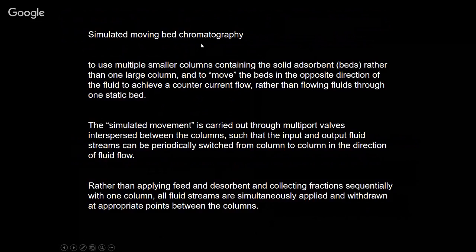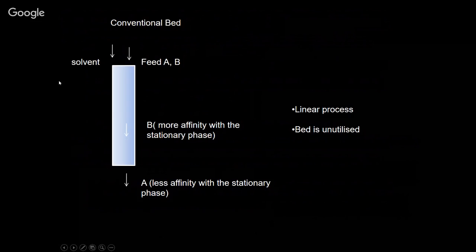If you look at conventional chromatography, the solvent is added here. Suppose we have A and B, we add them here. There is a packed bed and your product keeps coming down. B has more affinity to the stationary phase, and A has less affinity, so A will come faster. We collect all the A, and after some time B will come, and we collect all the B. So it's a very linear process. You will not be collecting B at the same time. If you have A, B, C, D, you will collect A first, B next, C next, D next, and so on. So a lot of the bed is unutilized by this.